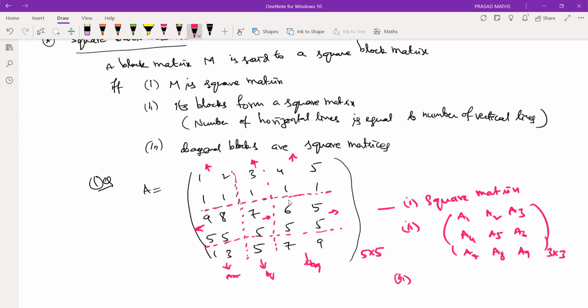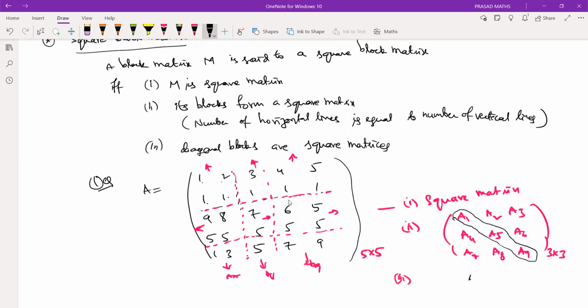What is the third one? Diagonal blocks should be square matrices. So what are the diagonal blocks? This diagonal line is called the diagonal blocks. A1 is a square matrix. Why? Because A1 is nothing but 1, 2, 1, 1. It's a 2 by 2 matrix. Therefore, it is a square block, no doubt.